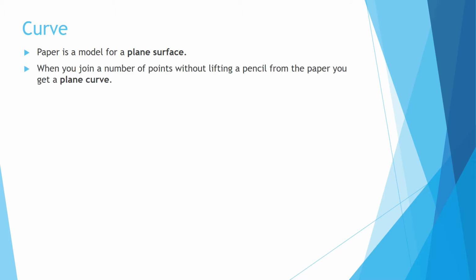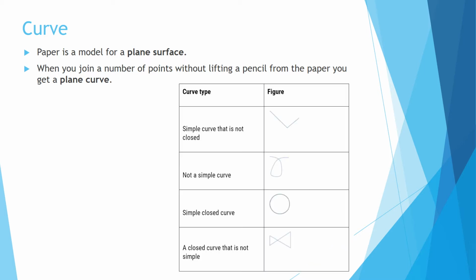First of all, you have to understand what is a curve. See, if you have a paper in your hand, that is a model, an example of a plane surface. But when you join a number of points without lifting a pencil from the paper, you get a plane curve. For example, if you make an alphabet C, that is a curve. I have given you this table to explain what the different types of curve are. The first one you are shown is a simple curve that is not closed. This is a curve.